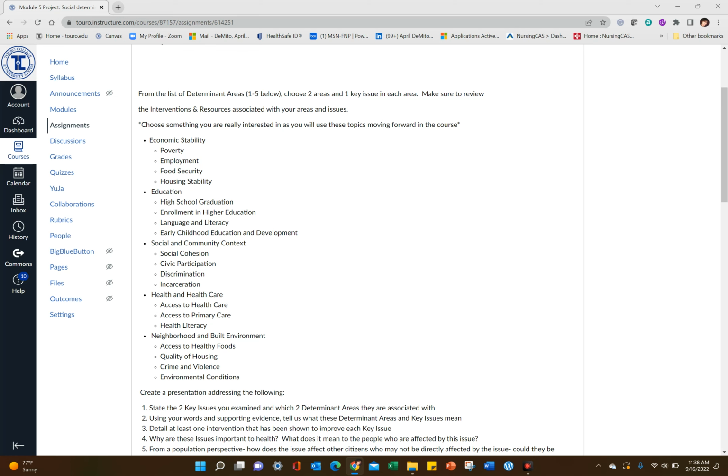Now let's look at social and community context: social cohesion, civic partnership, discrimination, incarceration. So are any of these subsets influencing your patients' health and health outcomes? And is there anything that we can do to help provide a filler in that gap?